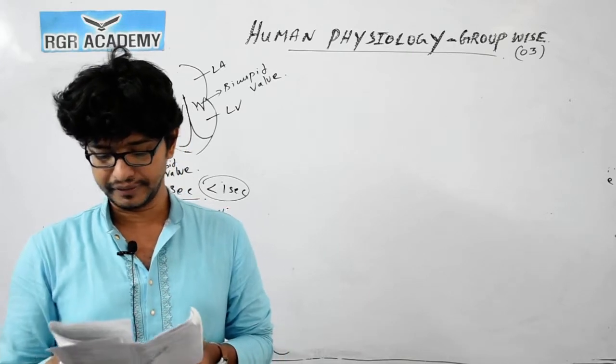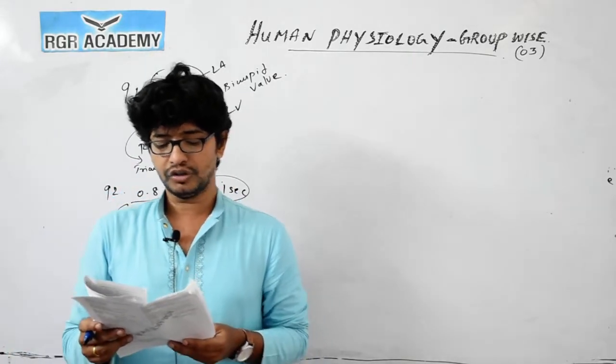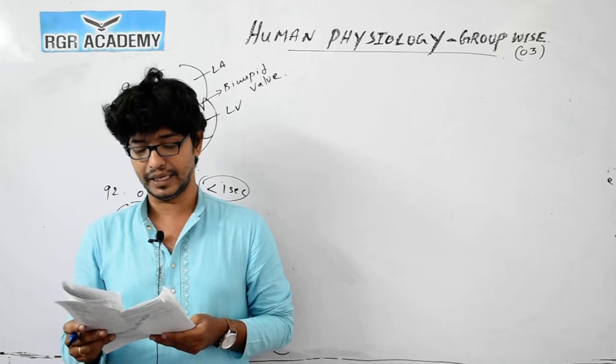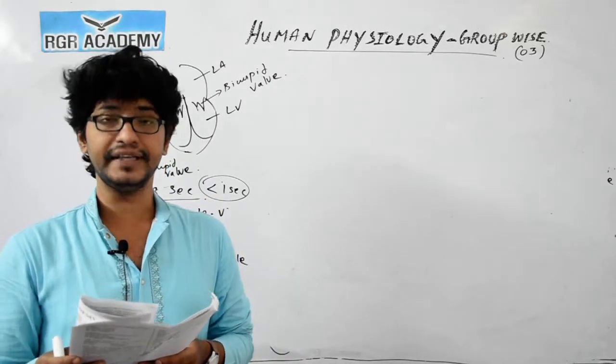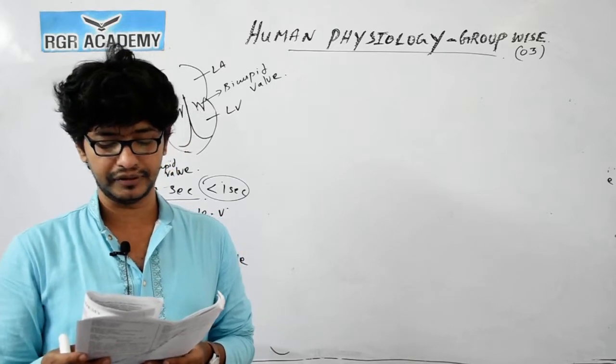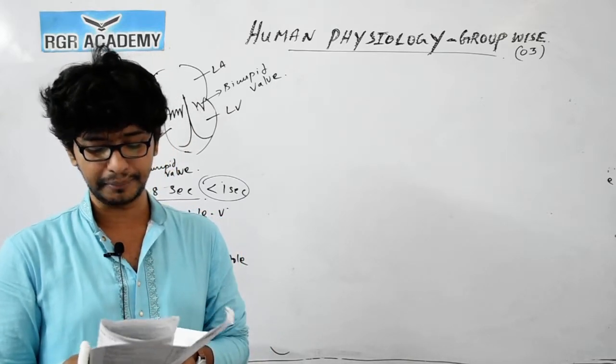Question number 95. Hypersecretion of the growth hormone in adults. Hypersecretion of growth hormone, or GH, occurs after the epiphyseal plates have closed after adolescence. This occurs in the epiphyseal plate.